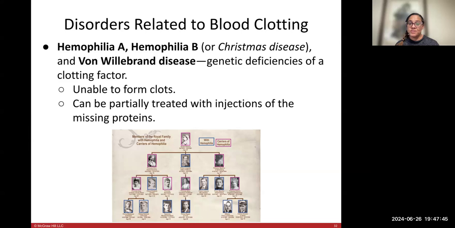It can be partially treated with injections of the missing proteins. We figured out how to do that. And it actually runs within the royal family. Queen Victoria was a carrier, and many, many of her children and grandchildren ended up with hemophilia.